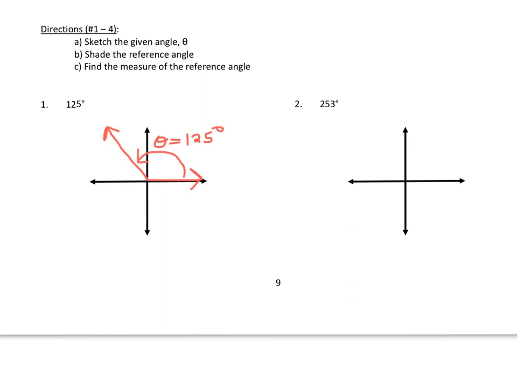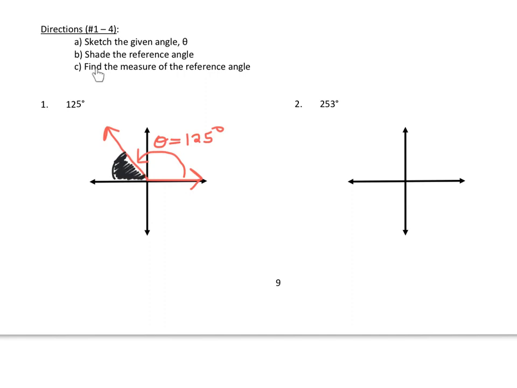Now it says shade the reference angle. If you recall, the reference angle is the angle that's formed between the terminal side and the x-axis. It has to be acute, so it can't be this angle because that's an obtuse angle. That's more than 90. So if this is our terminal side, the only way to form an acute angle and get us to the x-axis is right here. In the second quadrant, this is where our reference angle is. So it says to shade that, so I'm just going to shade that in a little. So here is our reference angle.